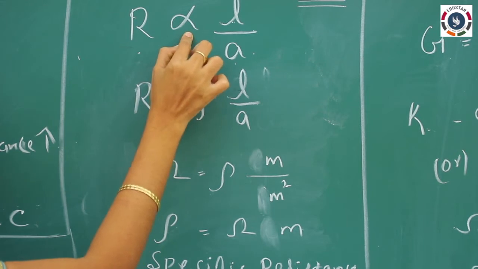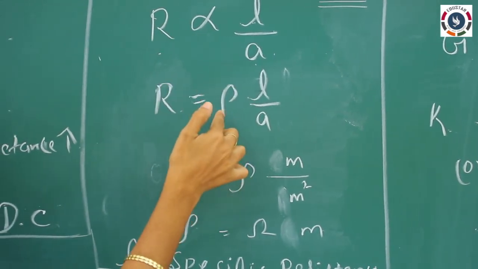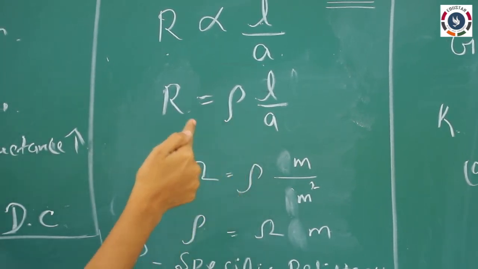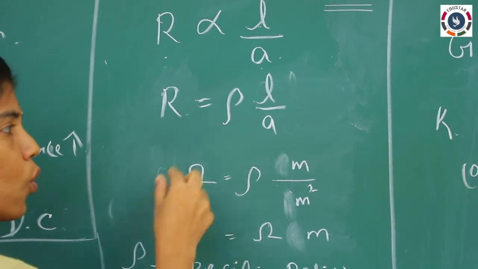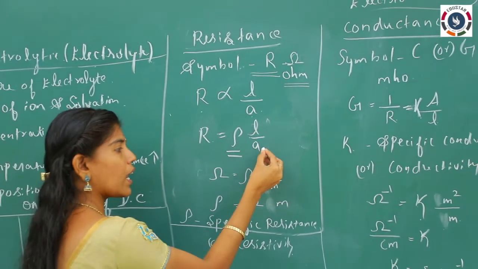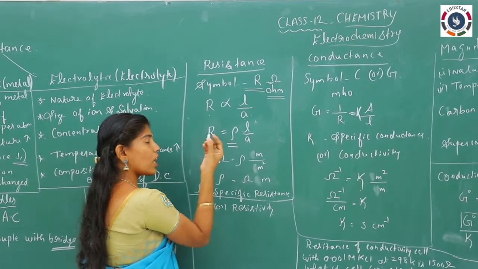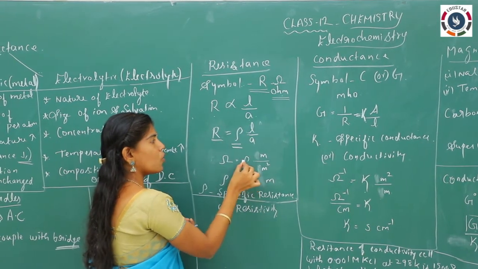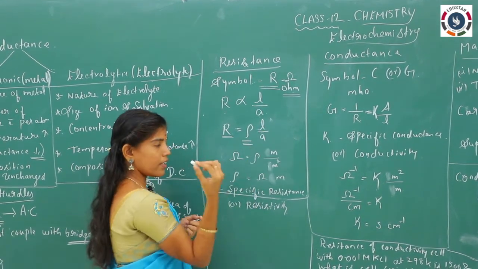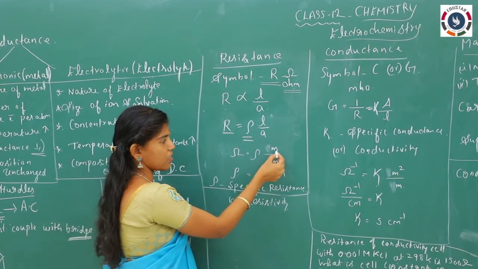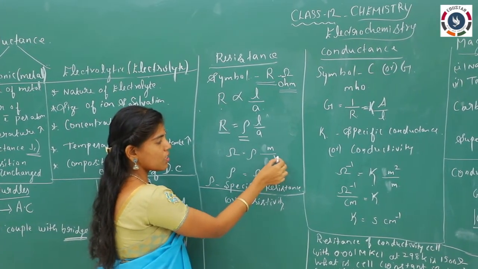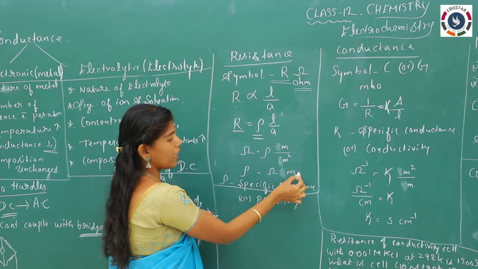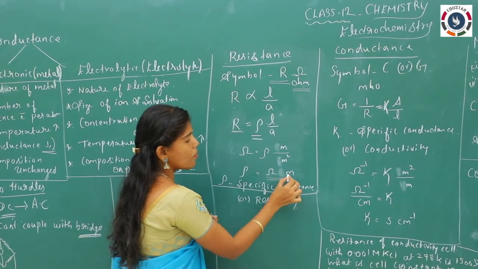I am removing the proportionality sign and getting a new constant, which you have to call rho, the Greek letter rho. R is equal to rho into L by A. Now I am going to discuss the unit. The unit of resistance is ohm. Ohm is equal to rho into L, and length can be measured in meters, so meter divided by area, which is meter square. Keeping rho on one side and the other things on the other side, I get ohm meter.